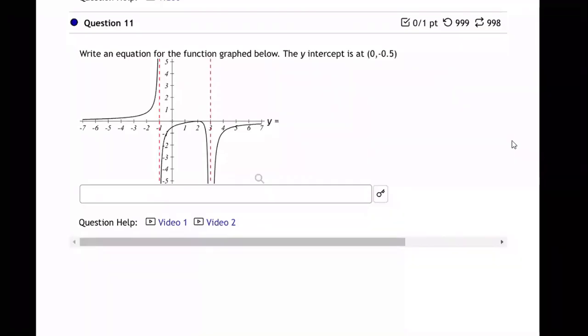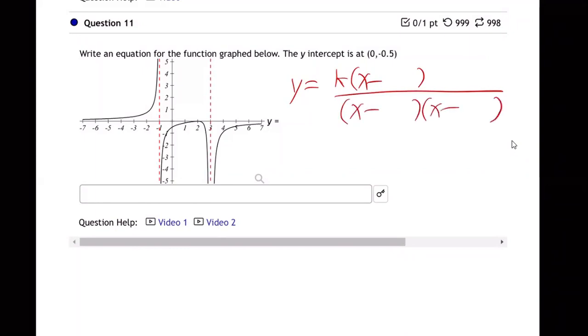So this is a tricky one. There's two key things. So we've got to go y equals, let's get that over. So y equals k, and we go x minus on the top, and then on the bottom, we also go x minus and x minus. Okay, but here's what we have to remember. This one has a couple of really tricky points.